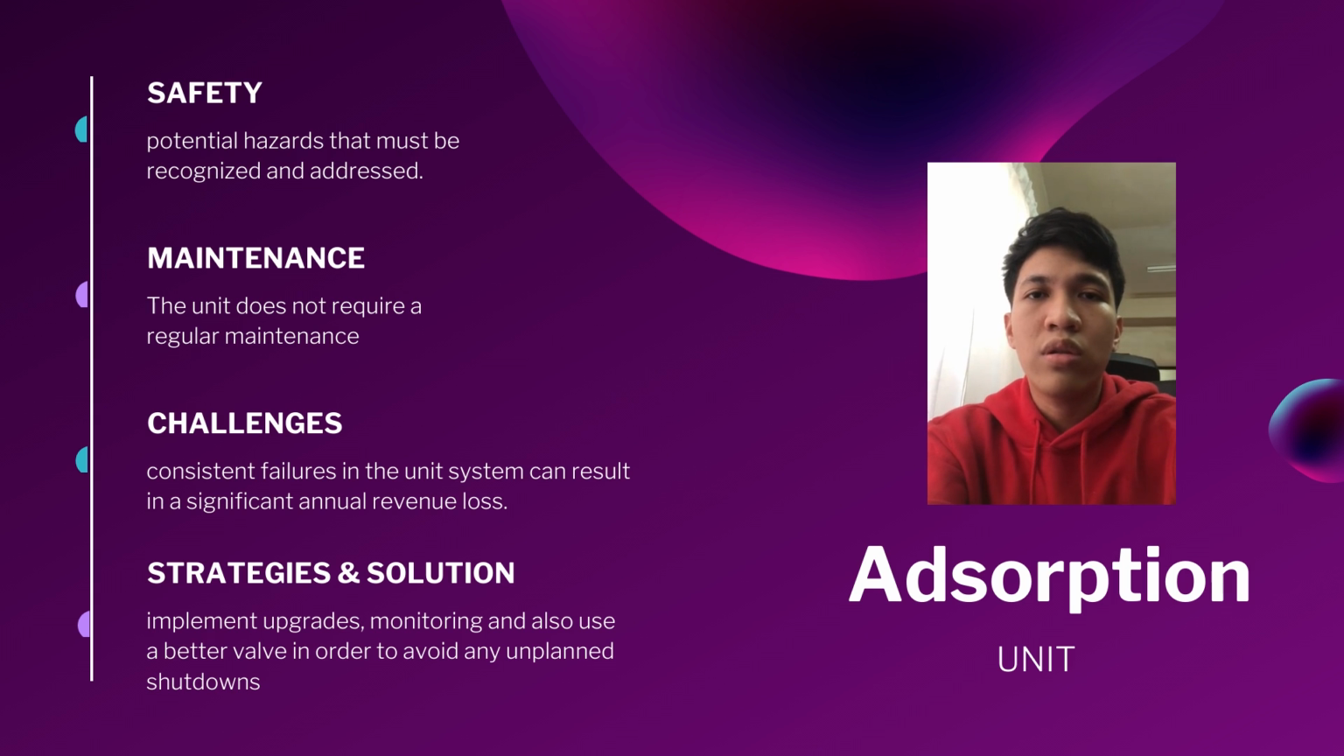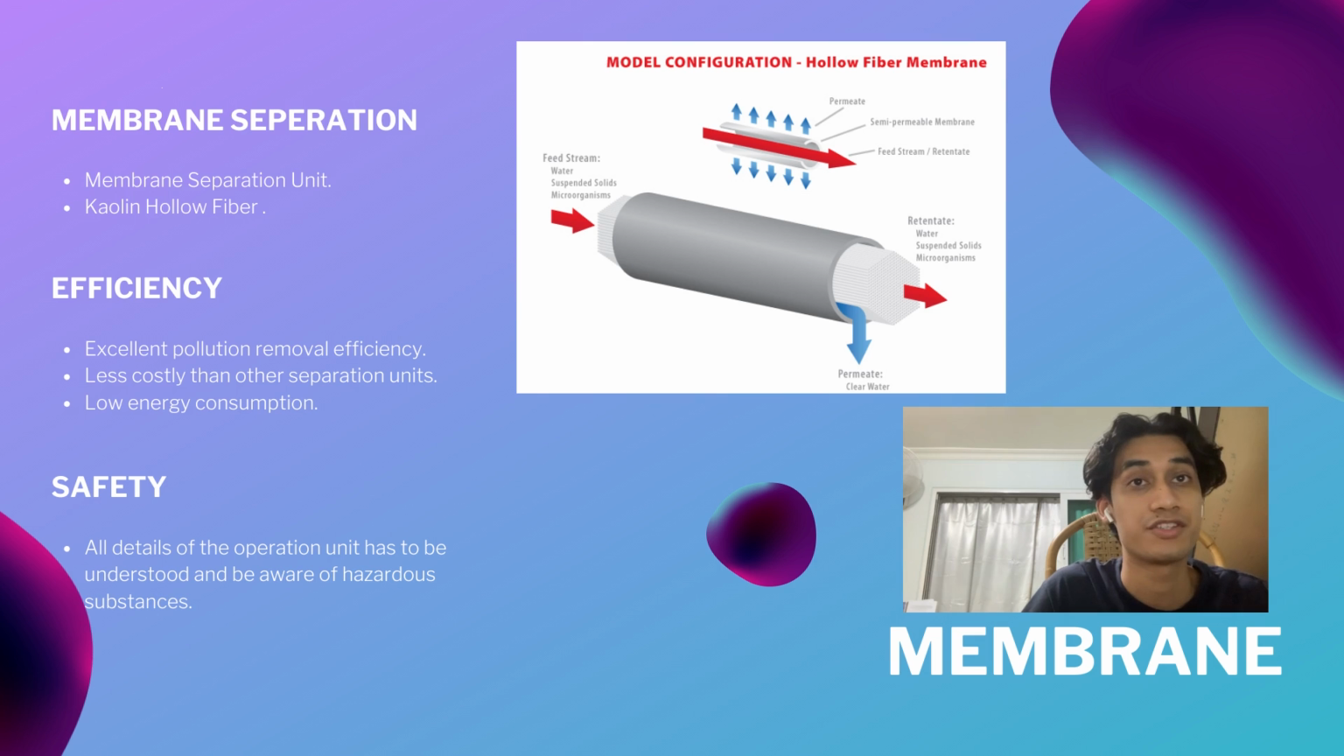Next, I will have Azry explain our second separation unit. For the second part of our separation process, we'll be using a membrane separation unit, which provides further treatment to achieve the most purified biogas. It consists of a hollow fiber membrane that is made from kaolin clay. The separation unit is efficient in that it is excellent in removing pollution, it is low in cost, and also low in energy consumption.